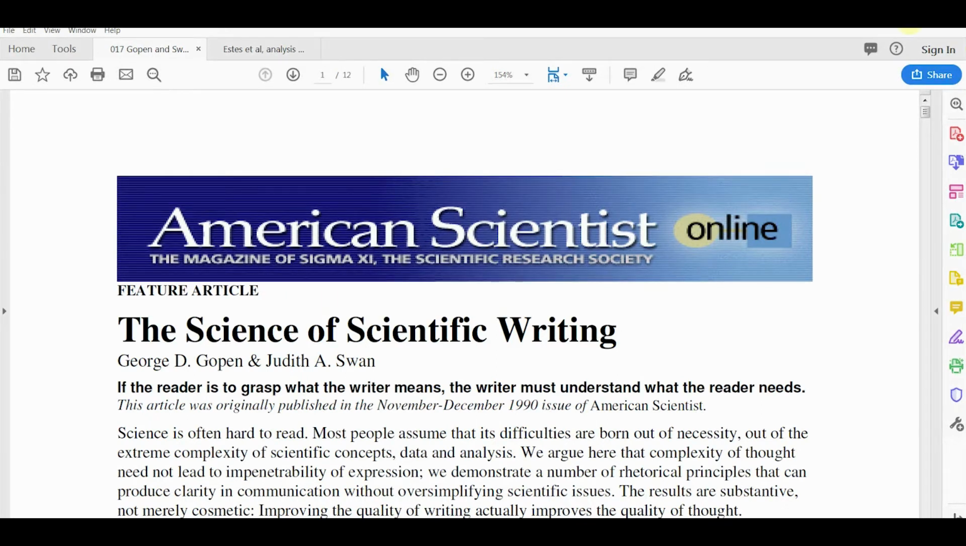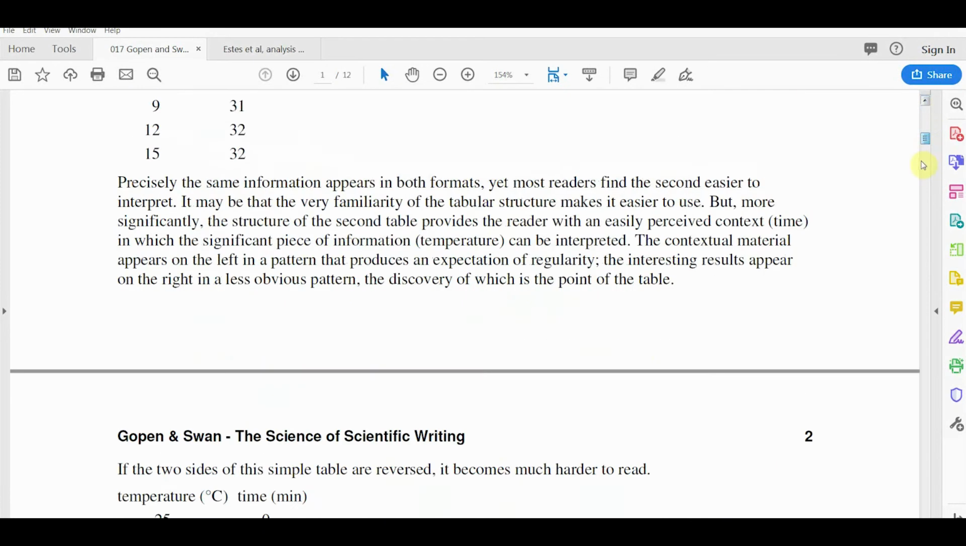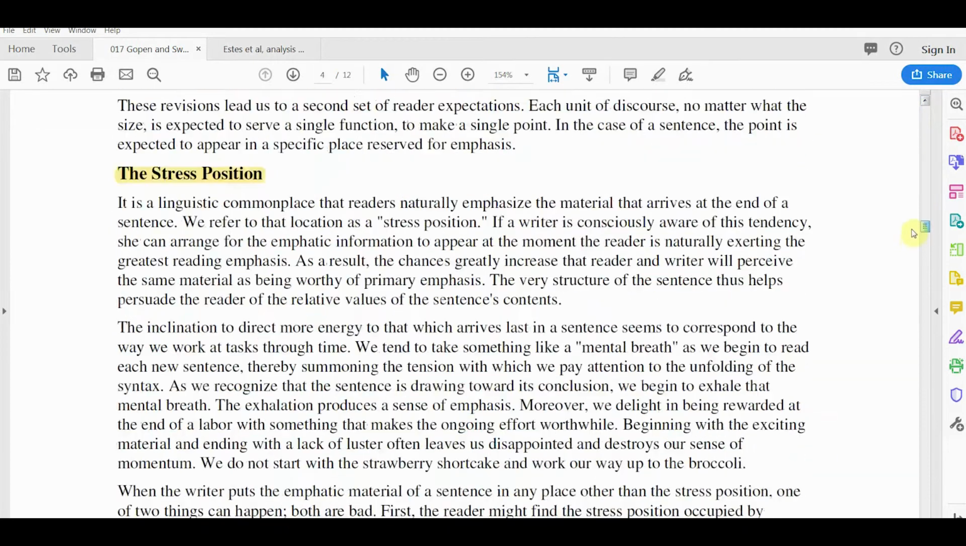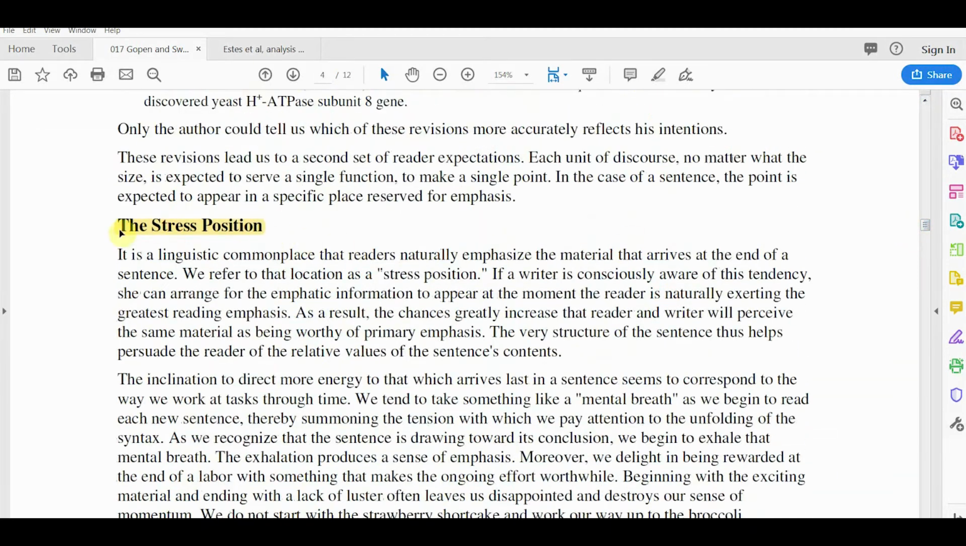So I'm going to skip forward in the article pretty rapidly just to get to the parts that are relevant, and I want to go down to page 4 where they bring up the stress position. The stress position means the end of the sentence. They make an argument, and I think they're right, that when a reader approaches the end of a sentence, that reader is trying to impose meaning upon that sentence. The reader is trying to mentally wrap it up.